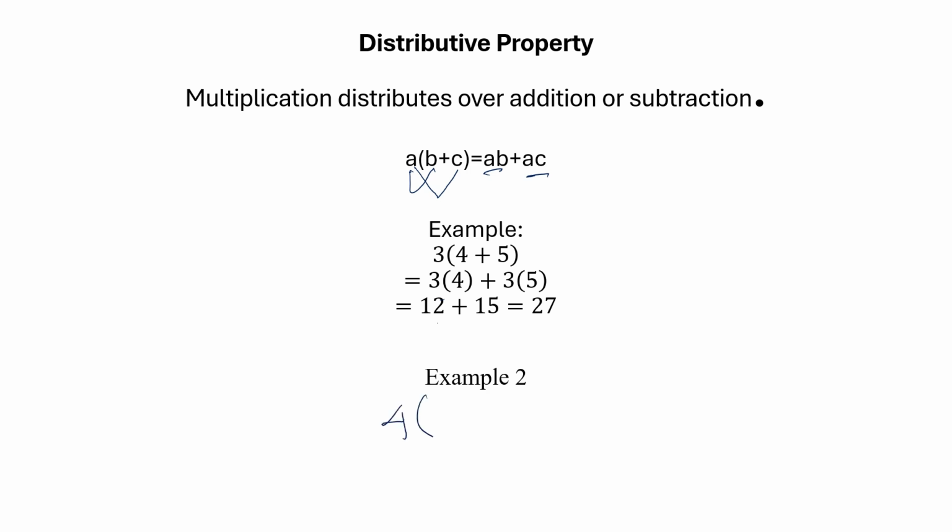Assuming you have this example, 4 times 3 plus 4 times 2. That is 12 plus 8. That will give your final answer to be 20.